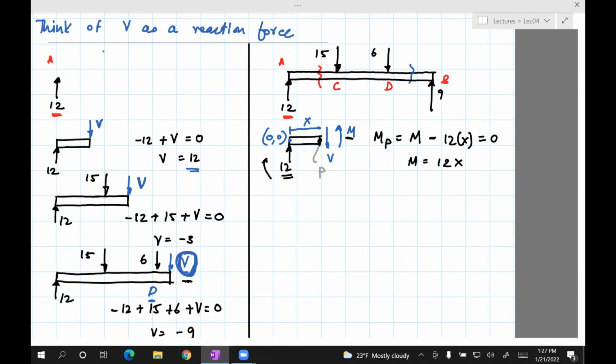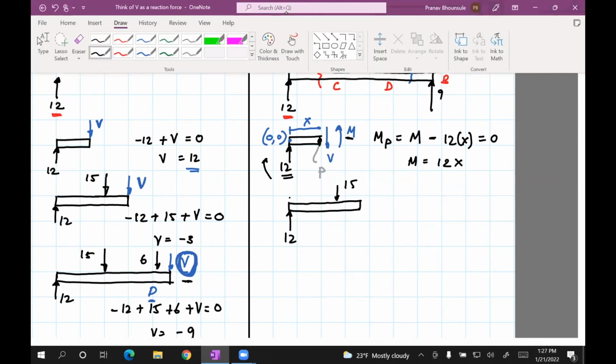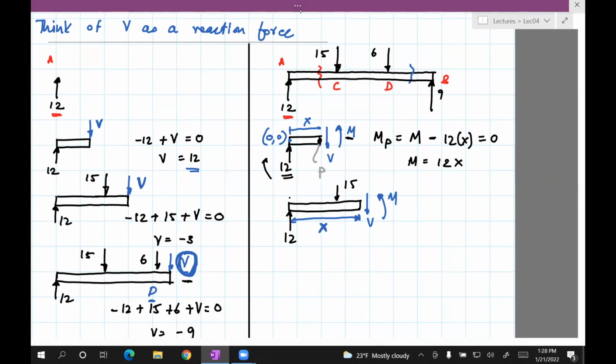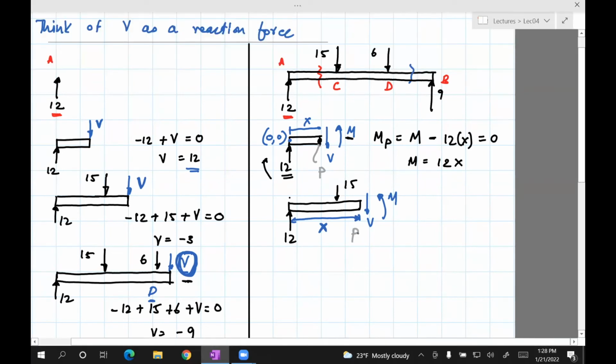So we have to keep doing this exercise for the other parts. Let's draw the section. Let's put a cut between C and D. Show all the forces. So we have 12, 15, and then we would have V, M. So you can think of this as a free body diagram in some senses with the cut. Now, again, we can choose this to be X, because our X is always measured from the left side. And now our P is this new point, which is where the cut is. Let's call that P.